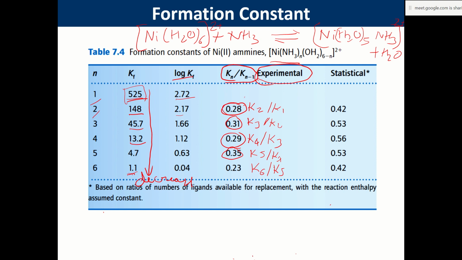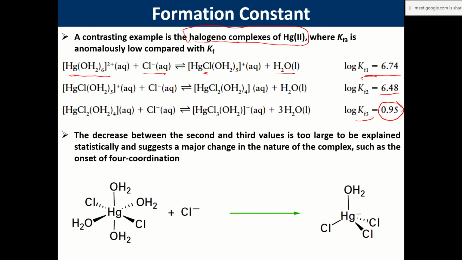The normal situation is that when you compare K2 to K1, K3 to K2, any successive constant, the ratio will come out to be around 0.3. It will decrease, but not in an abrupt manner. Here, although there is an overall decreasing trend, the decrease between Kf2 and Kf3 is a sudden, very sharp decline. The decrease in the second and third values is too large to be explained by simple statistical interpretations. So what does this indicate?